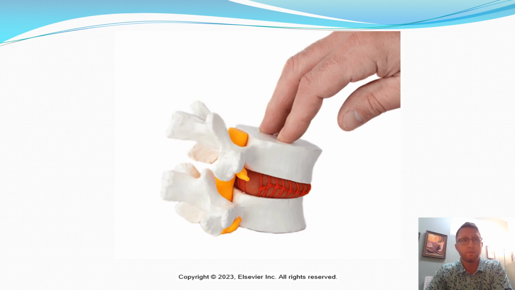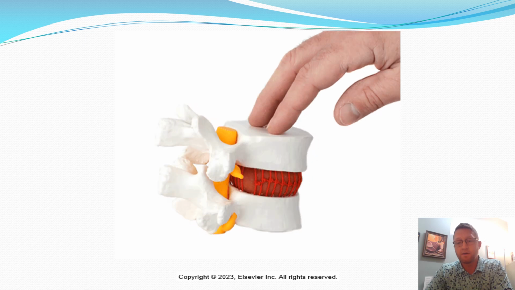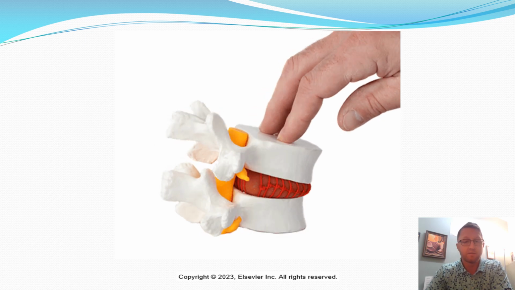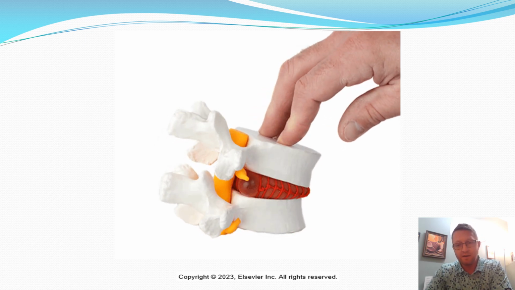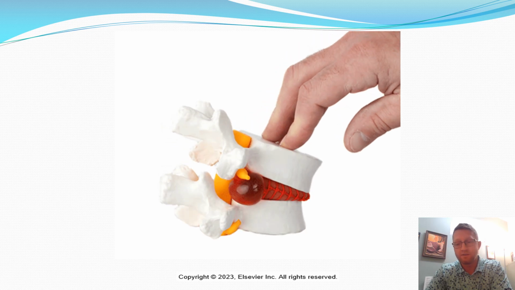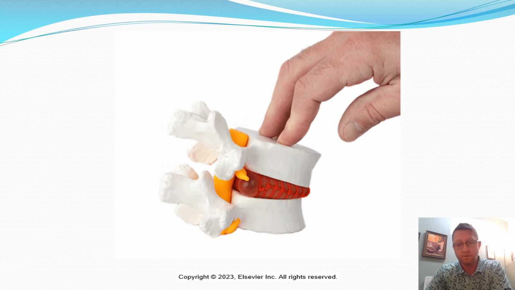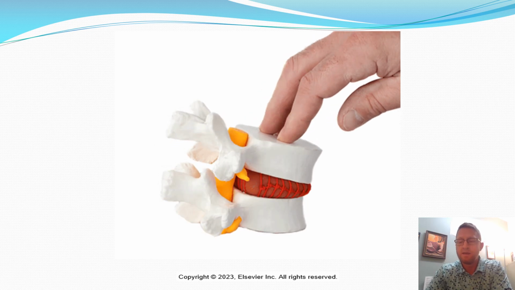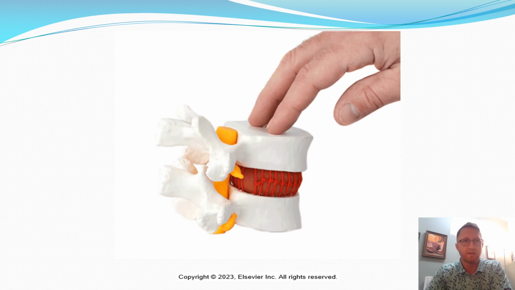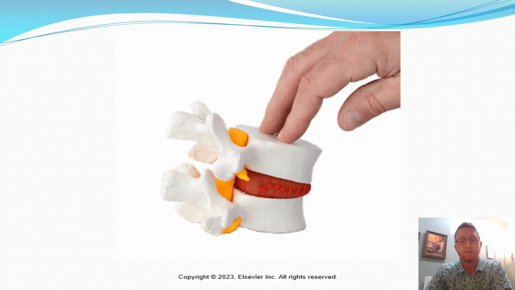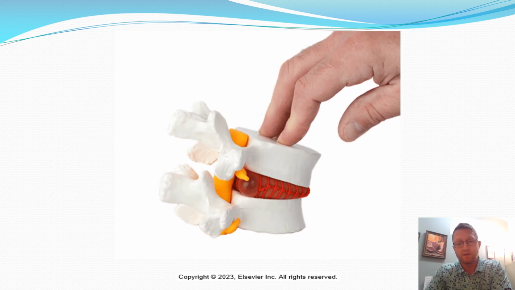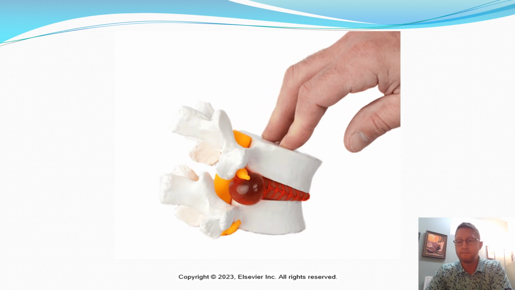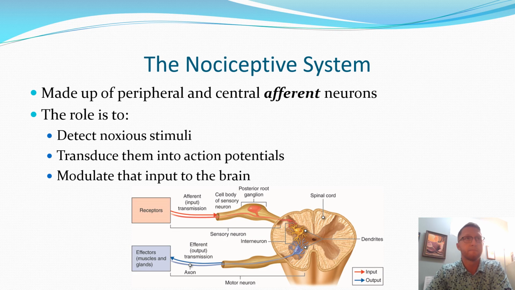So if we have compression of that area, we're probably going to see something as far as pain distally to that area, wherever this nerve innervates further down the chain. So really common for sciatic nerve pain, down the front of the thigh, back side of the leg as well. So this is something that could lead to what we were just talking about, a neuropathy. So let's talk a little bit about this nociceptive system.